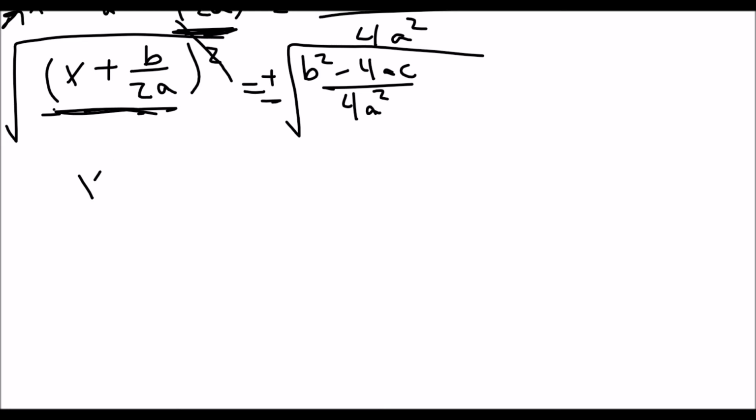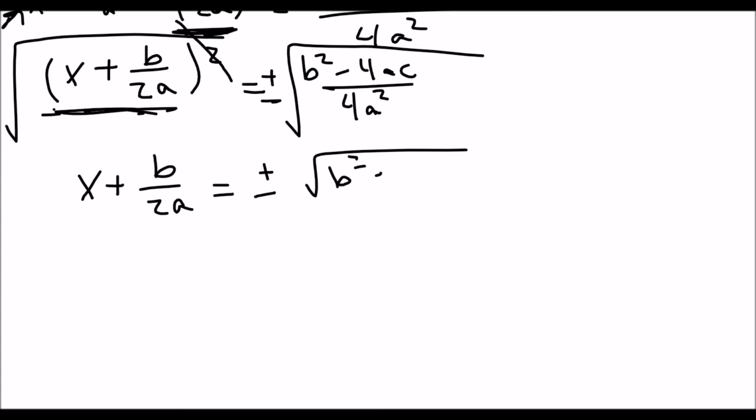And we're left with, on the left-hand side, x plus b over 2a, which is then equal to plus or minus, and I'm just going to separate the square root on the numerator and the denominator, the square root of b squared minus 4ac all over the square root of 4a squared. So you guys know that if you have a square root of an entire fraction, it's the same thing as the square root of the top of the fraction divided by the square root of the bottom of the fraction. So from there, I'm just going to simplify the right-hand side a little bit further.